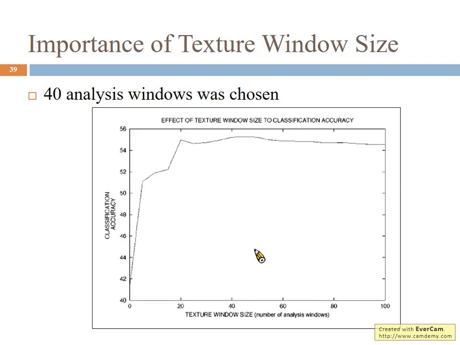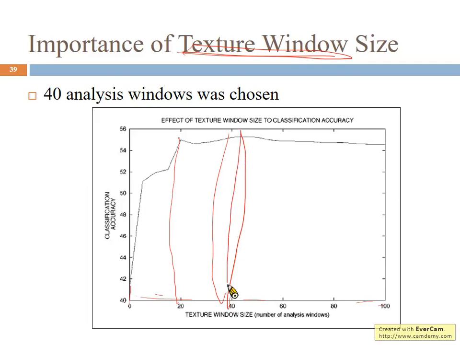In this work, they also investigate the setting of the analysis window used to constitute the texture window, the number of analysis windows used to extract the clip level feature. They tried different numbers of analysis windows from 1 to 100, and finally found that by considering 40 analysis windows, we can get the best performance. So finally, they use 40 analysis windows.